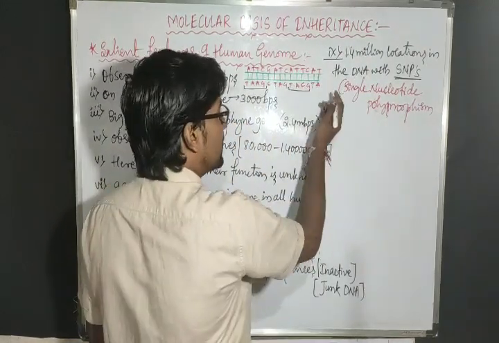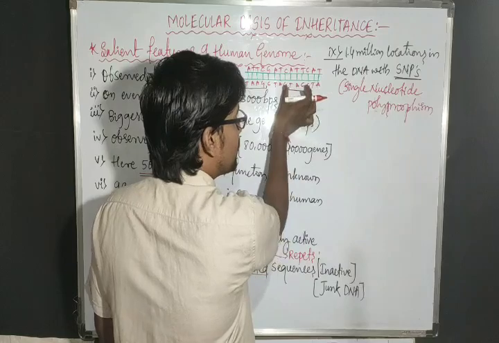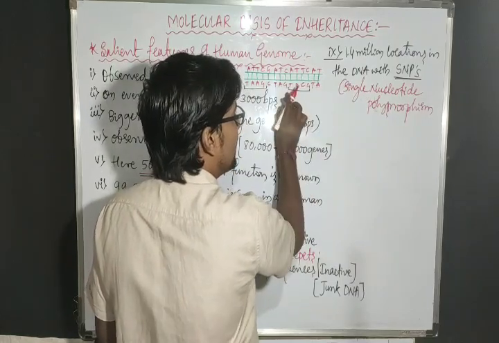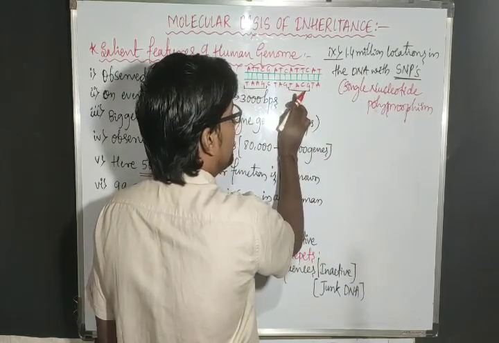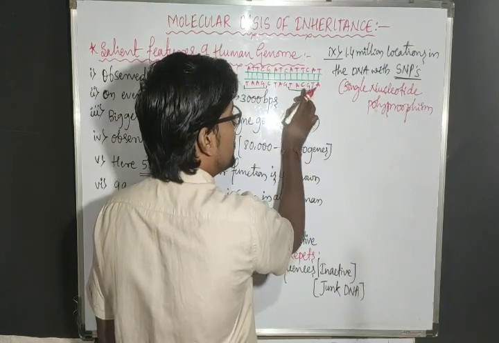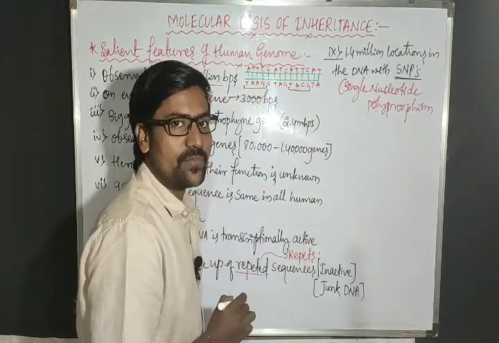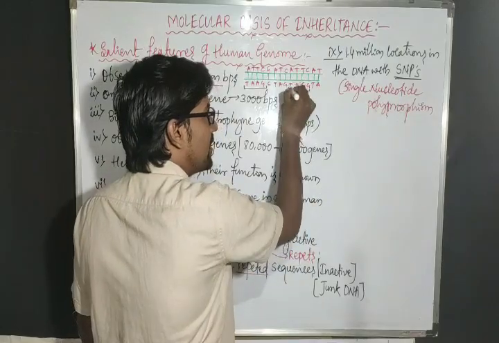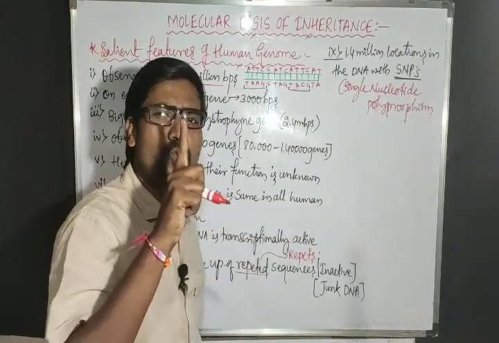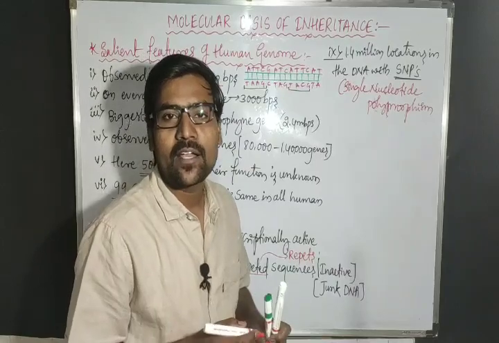TAACG. Next time, when the same sequence is repeated, TGAG. The second letter changed. The next time it is repeated, the first letter changed. That means just one base pair is changing.